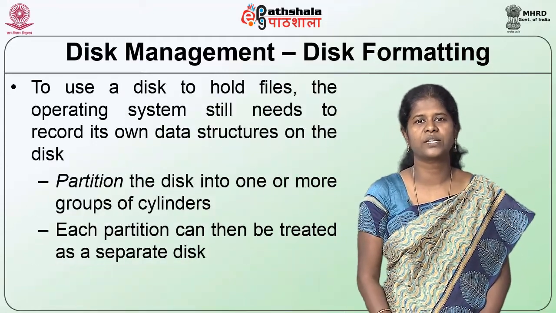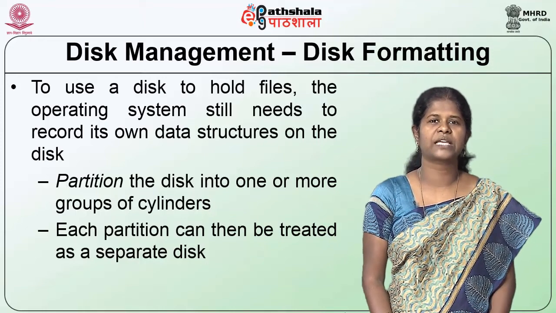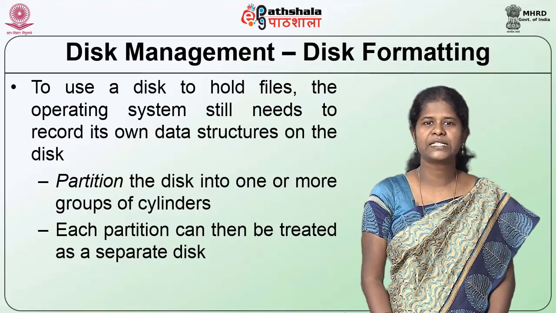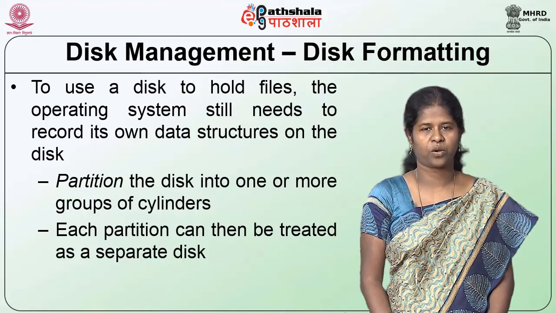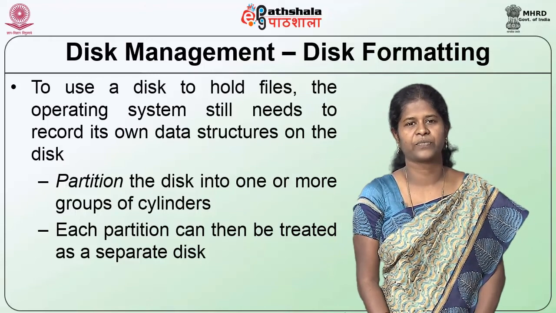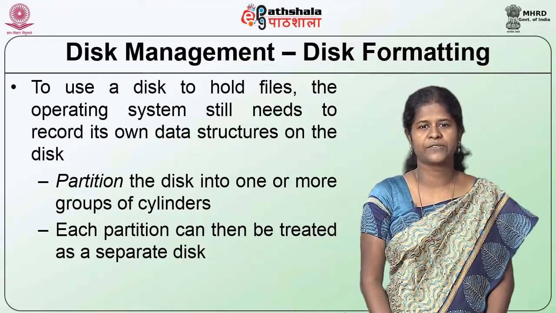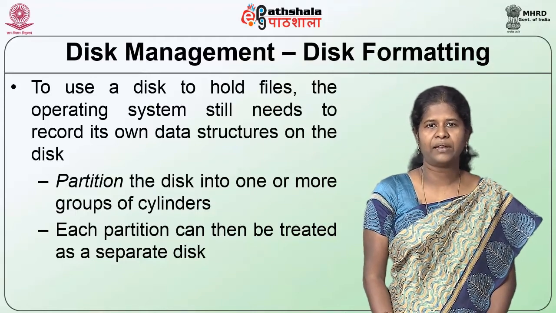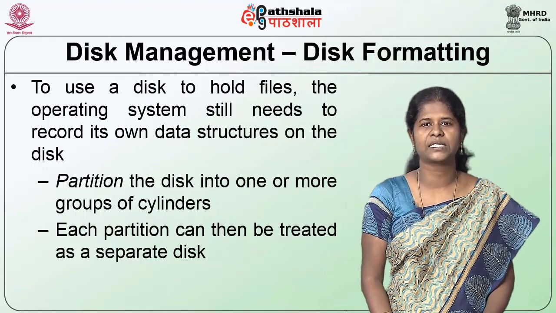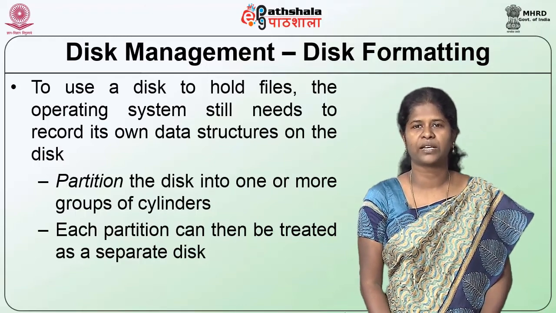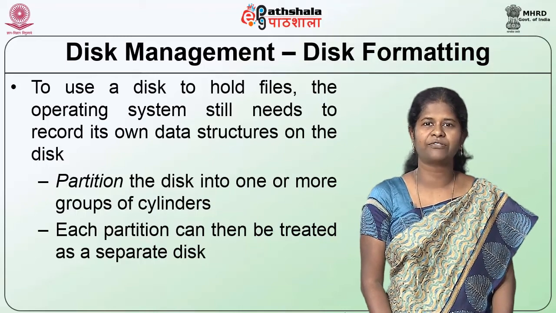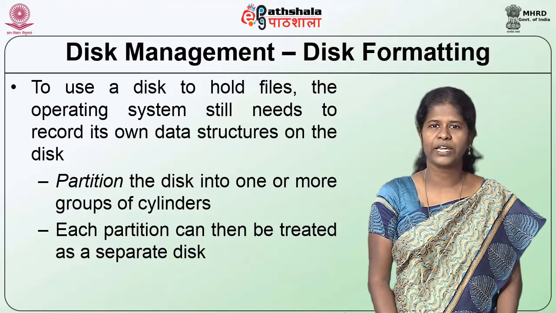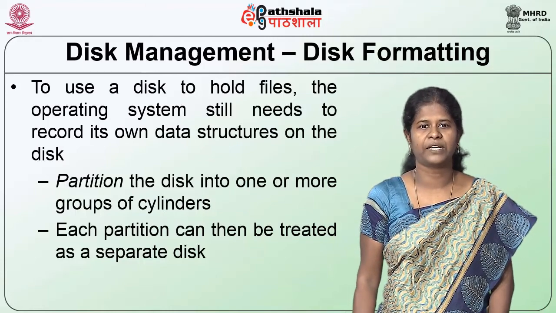In addition to this low level formatting, to use the disk to hold the files or to put the file system into the disk, it is necessary for the operating system to record its own data structures on the disk. For this, the disk is first partitioned into one or more groups of cylinders, and each partition can be treated as a separate disk. We have machines where there are multiple partitions, and we can even have a different operating system. Maybe you can have a Windows partition, a Linux partition and so on. Each partition can have a separate file system.